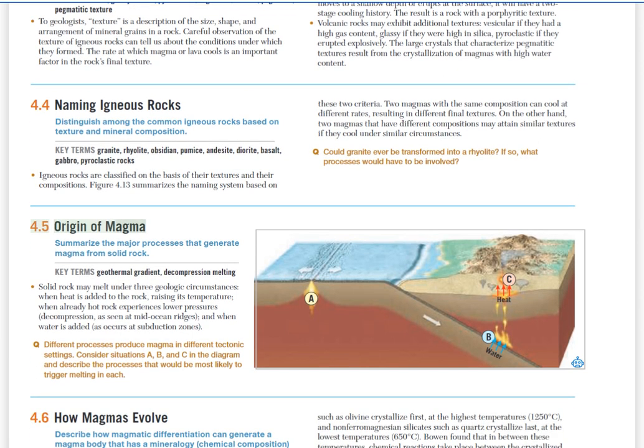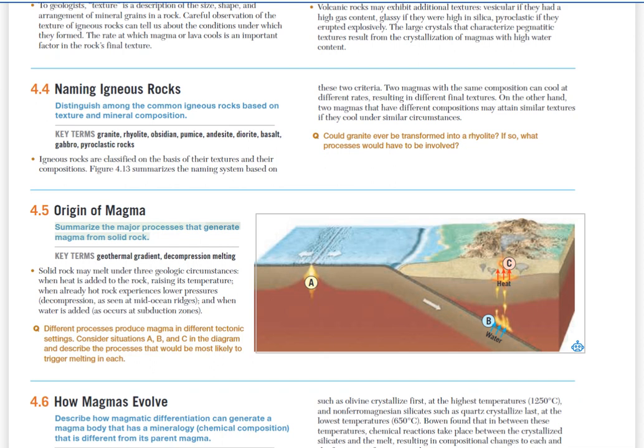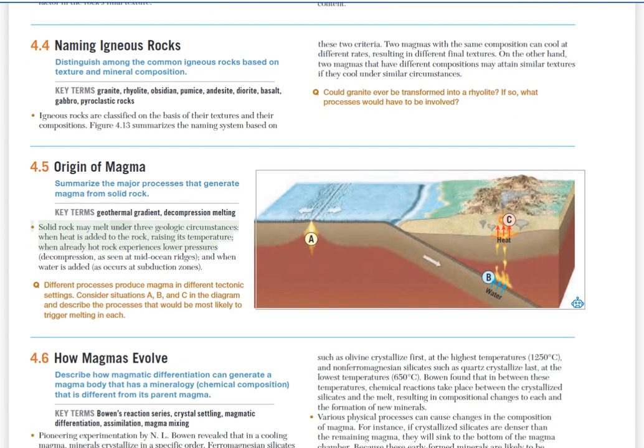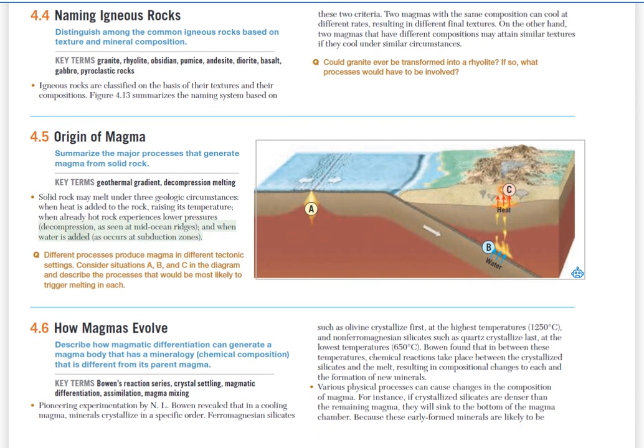4.5 Origin of magma. Summarize the major processes that generate magma from solid rock. Key terms: geothermal gradient, decompression, melting. Solid rock may melt under three geologic circumstances: when heat is added to the rock, raising its temperature; when already hot rock experiences lower pressures; and when water is added.